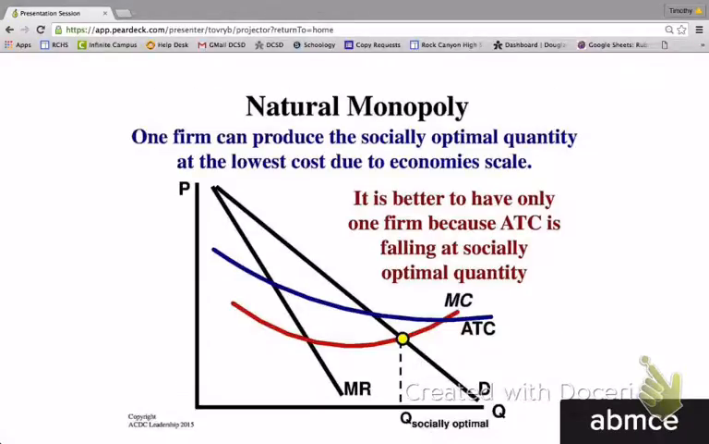Now, the one exception to this would be a natural monopoly. One firm can produce the socially optimal quantity at the lowest cost when there are economies of scale. And when that occurs, it is better for society to have only one firm because average total cost is falling at the socially optimal quantity.